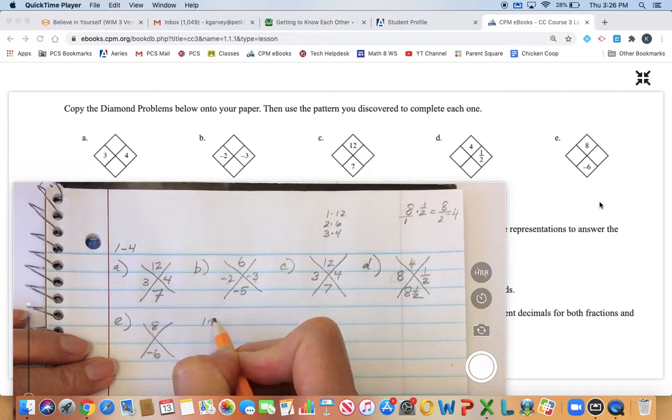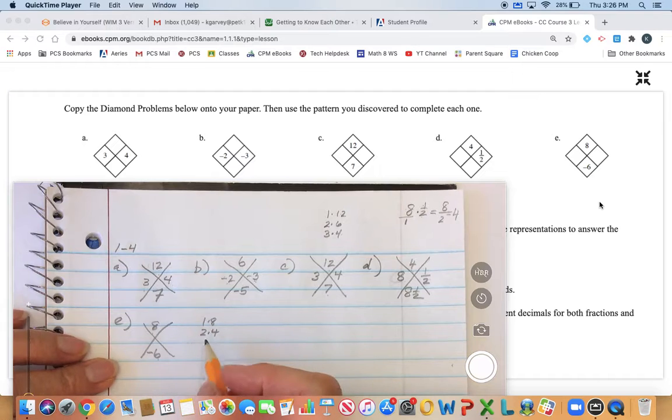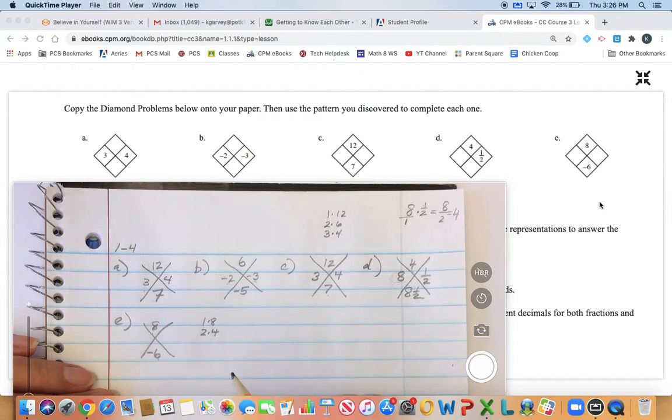1 times 8 is equal to 8. 2 times 4 is equal to 8. And I can't really think of any others. Now, if we multiply 2 times 4, we will get a +8. But if we add together 2 and 4, we will get a +6, not a -6.